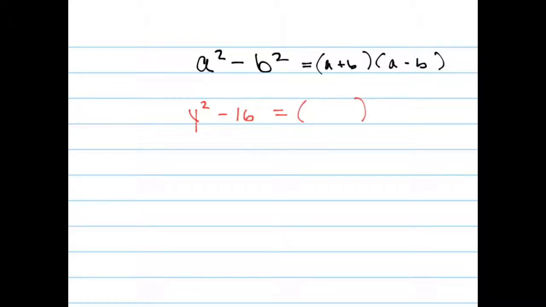What's the square root of y squared? Y. What's the square root of 16? 4. So we get y plus 4, y minus 4. That's it. Make sense? Well, let's make it a little uglier.